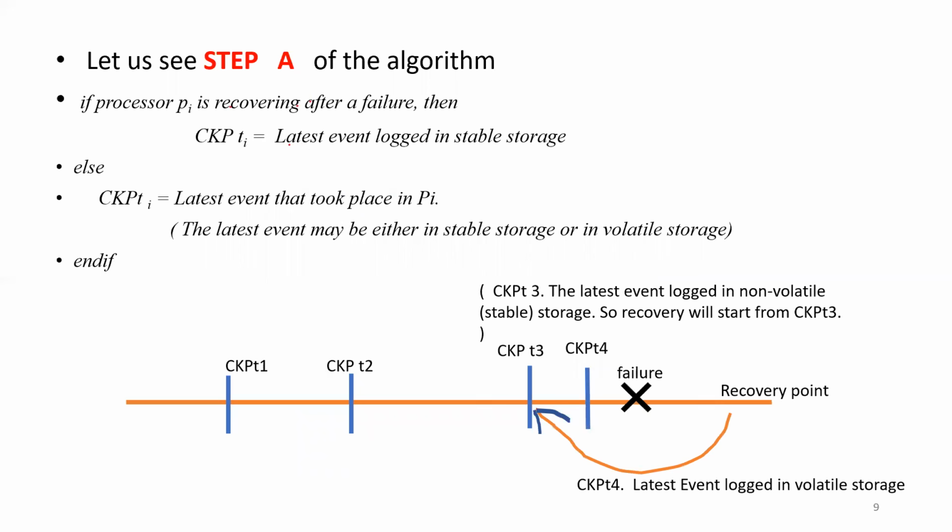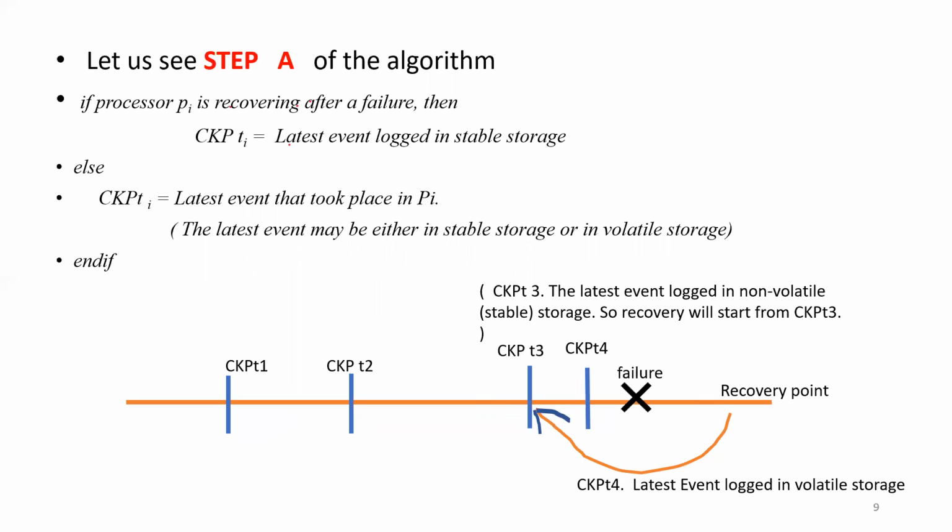Let us take step A of the algorithm. If process B is recovered after a failure, then checkpoint equals the latest event log in the stable storage. Now assume the process is recovered from the failure, so it has to continue the process. From where can it be continued? From the latest checkpoint that is recorded in the stable storage, not in the volatile storage.